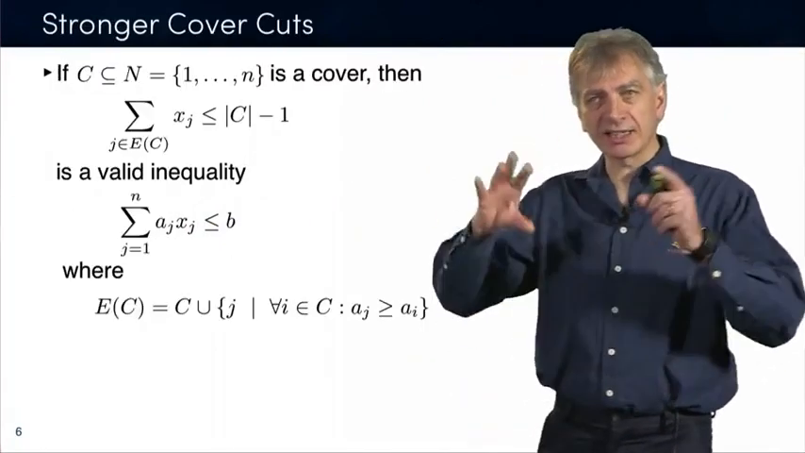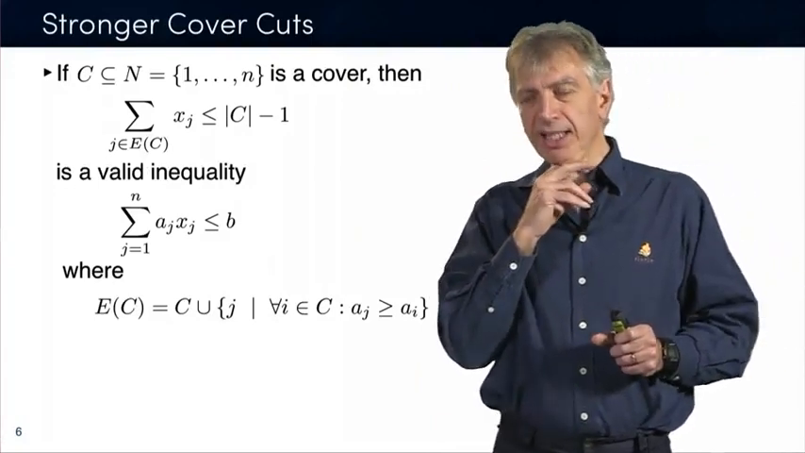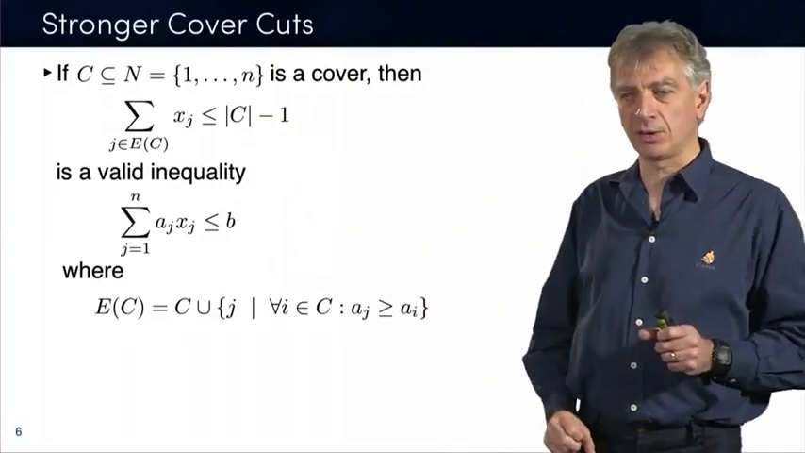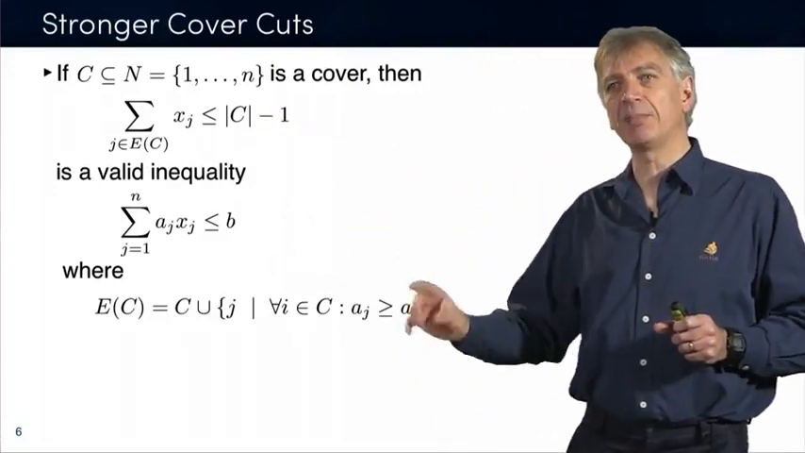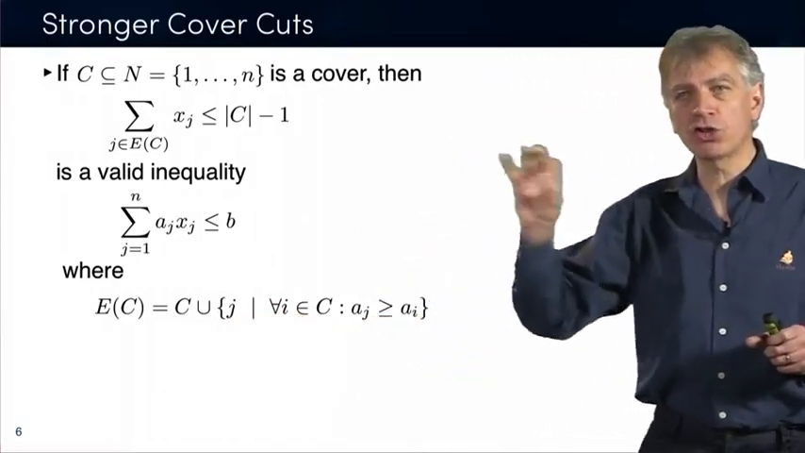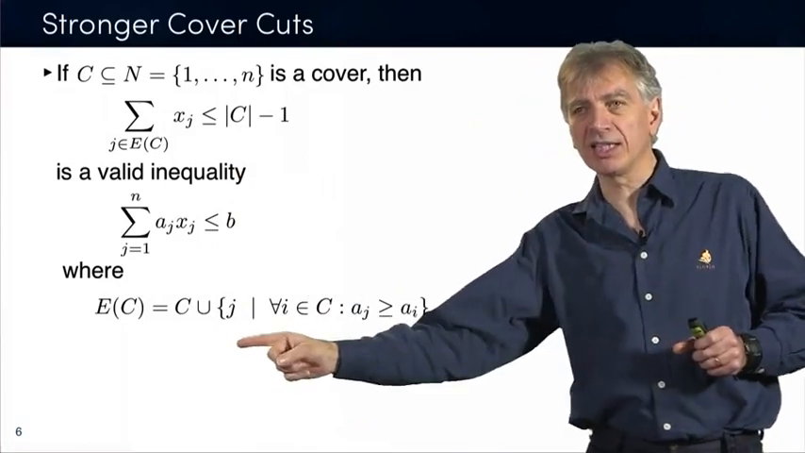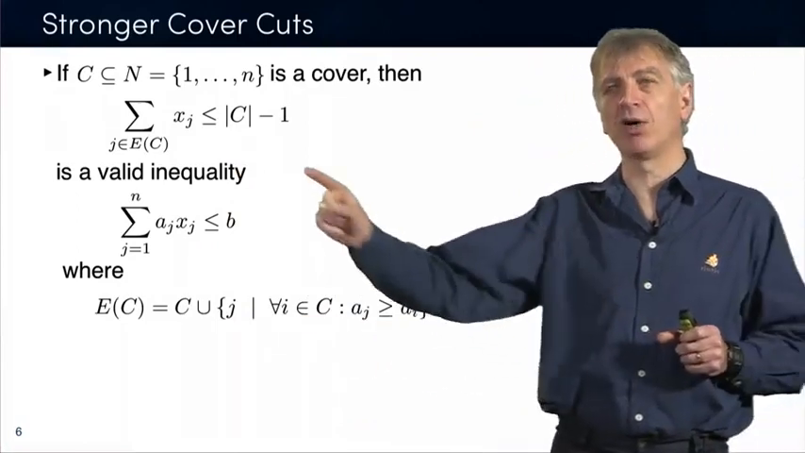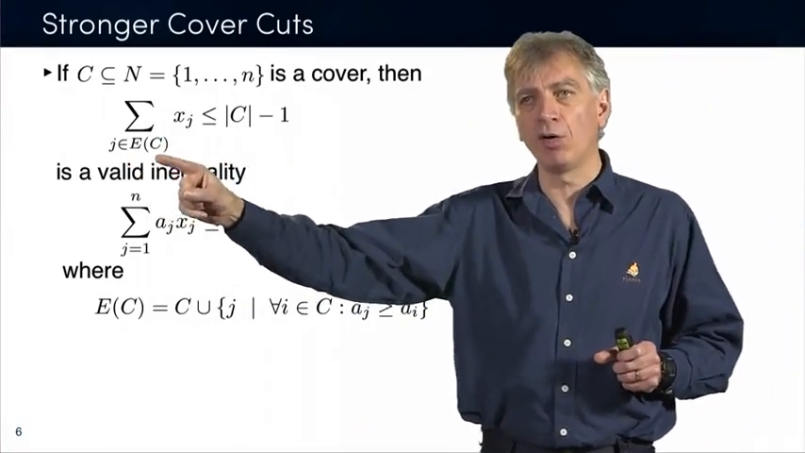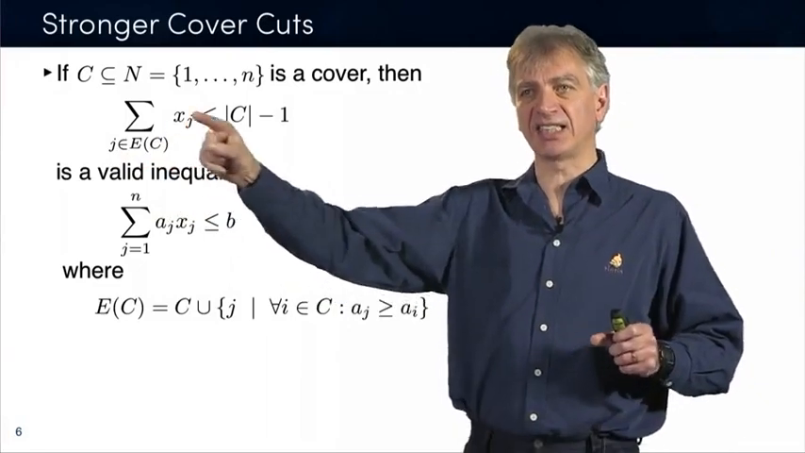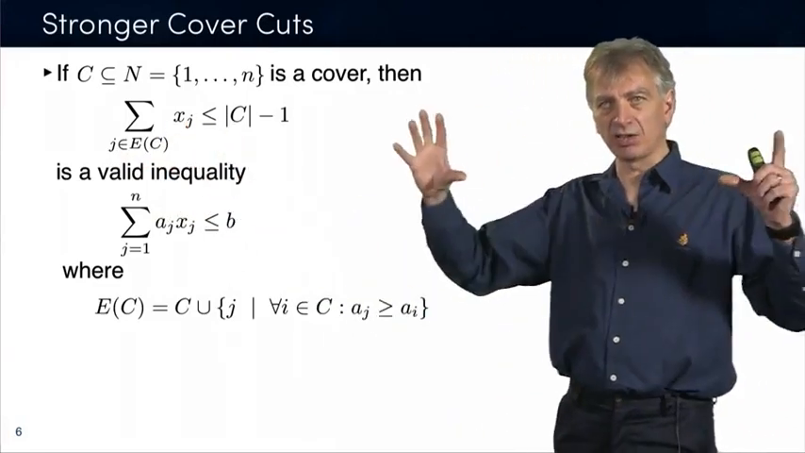Now you can extend them, you can make them stronger, and the key idea is that if you have a cover cut, you can extend it by taking other variables whose coefficients are greater than all the coefficients of the cut. So this is what this formula is explaining. Now instead of having the sum over the cut, you have this extended set. You extend the cut C.